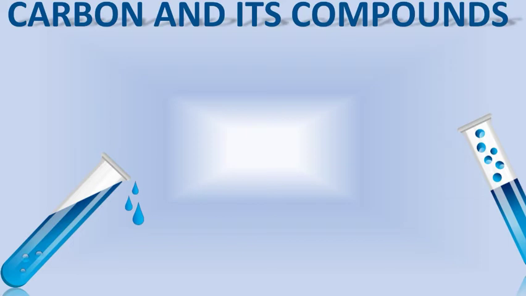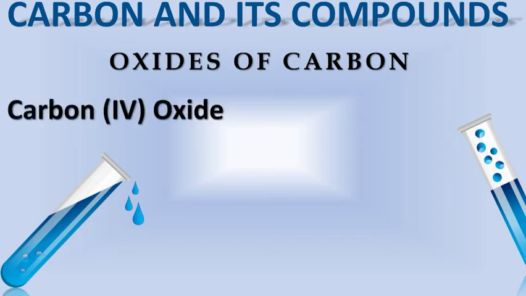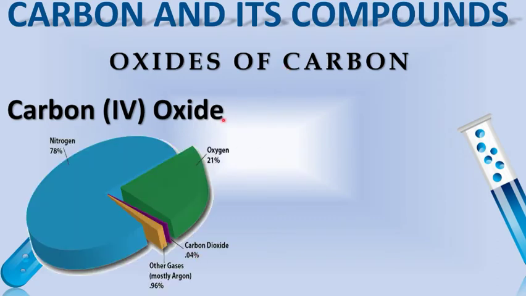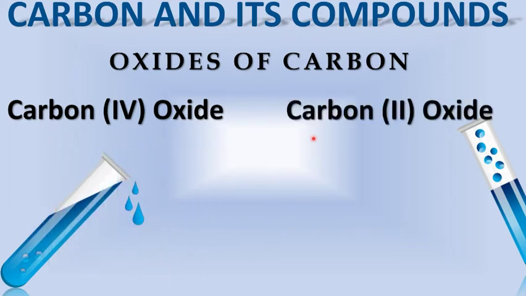Now, to continue our study of carbon and its compounds, we are going to continue with the oxides of carbon. Remember that there are two oxides of carbon. The first one is carbon 4 oxide, which is one of the constituents of air. Carbon 4 oxide is in air in a percentage of 0.04%. While the other oxide of carbon, which is a lesser oxide of carbon, is called carbon 2 oxide, which is just a gas at room temperature.